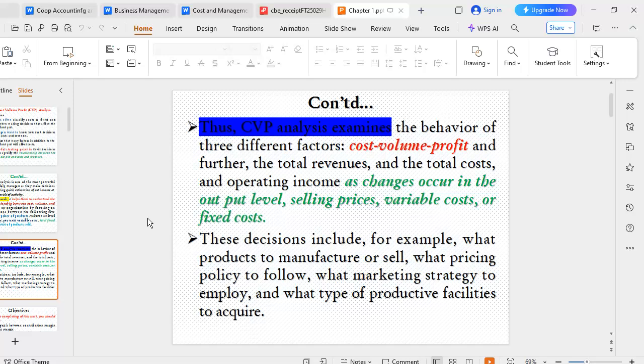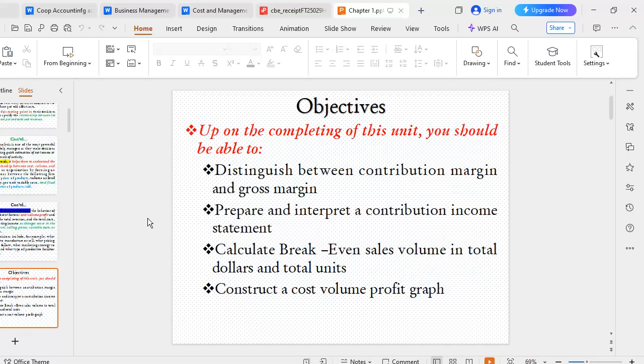Then it also examines the behavior of 3 different factors. We should know the behavior of cost, volume, and profit. Furthermore, we should know in detail the relationship between the total revenues and the total cost, and operating income as change occurs in the output level, selling price, variable cost, or fixed cost. So those decisions include, for example, what product to manufacture or sell, what pricing policy we should follow, what marketing strategy to employ, and what type of productive facilities to acquire. So we should decide those activities.